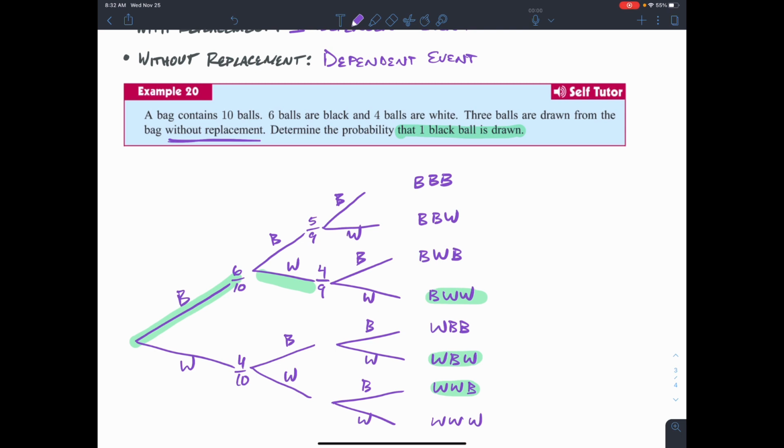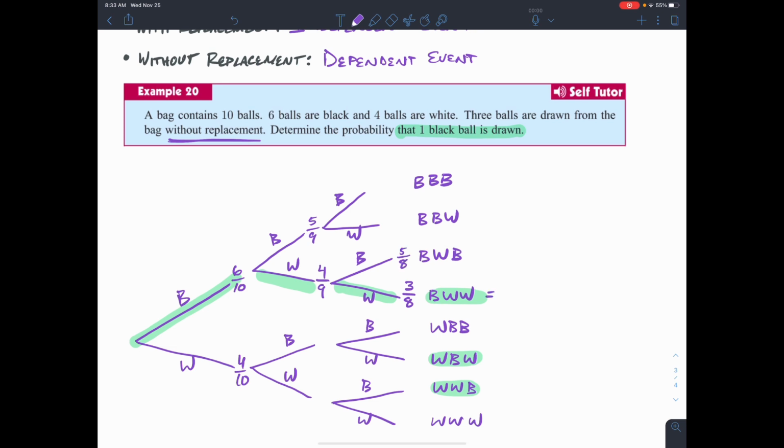And then I want to go down this branch here. Okay, so now I've taken 1 black ball and I've taken 1 white ball, so there's 8 now remaining in there. And I'm looking at drawing a white ball. So here I've taken 1 white ball out, so that means I'm going to have 3 left there and 5 left up here.